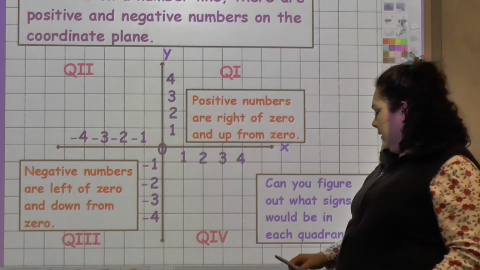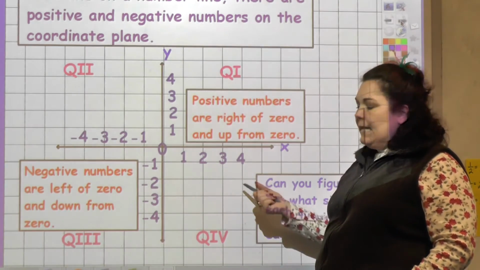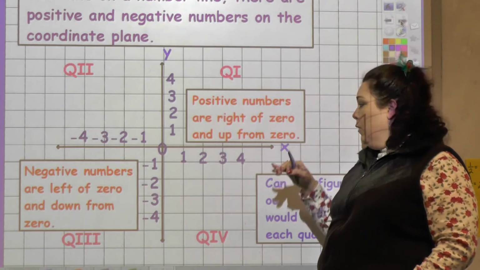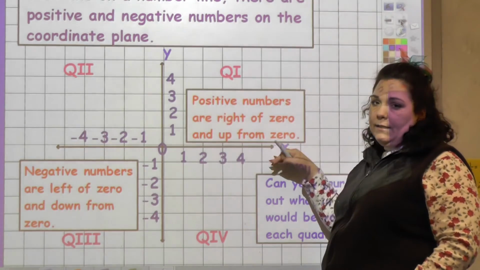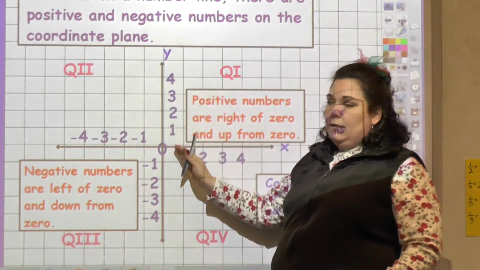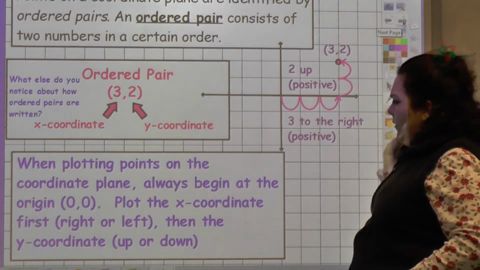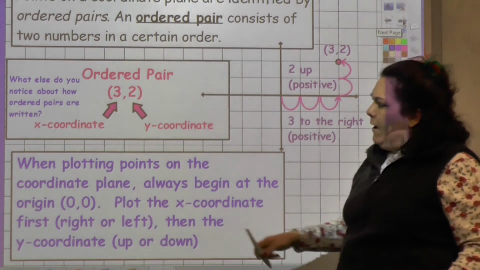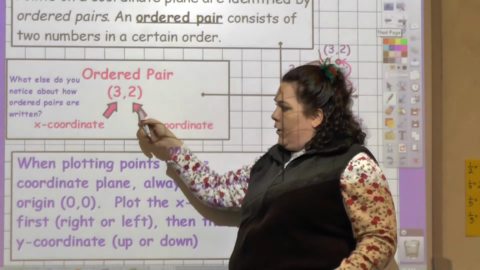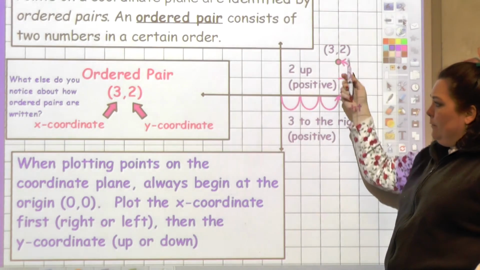Can you find out what the signs would be in each quadrant? Well, sure. You can designate what they are by the x and the y. Remember, the x goes first, then the y. So always the horizontal axis, that number is plotted first, and then the vertical axis is plotted next. I know this is really busy, but whenever you have an ordered pair, this is your x coordinate, this is your y coordinate, and you would go over 3 and up 2.